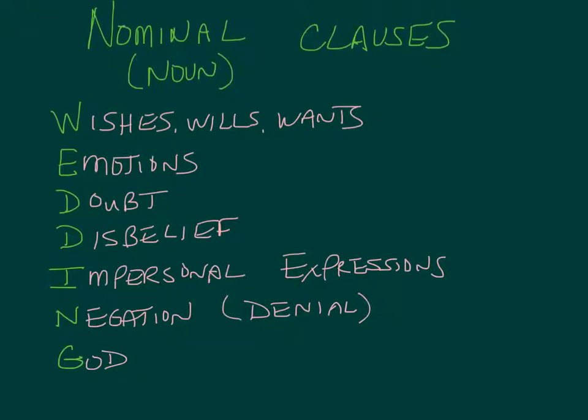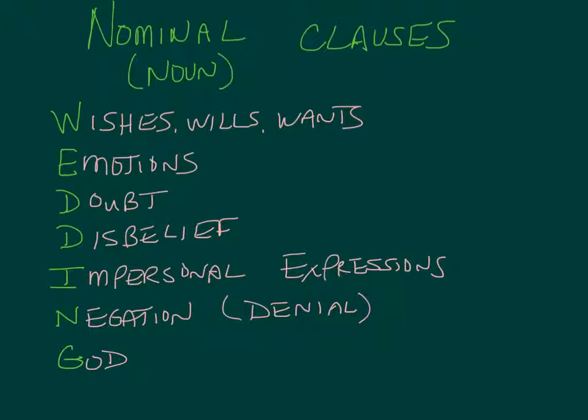Now, we're going to start with the nominal clauses, and there'll be a separate video on a breakdown of all the nominal clauses. But nominal clauses are verbs that follow the acronym WEDDING. W for wishes, wills, and wants, E for emotions, D for doubt, the other D for disbelief, I for impersonal expressions, N for negation, also known as denial, and G for God. And again, there'll be separate videos that break these individual letters down for you so you can see exactly what types of verbs fall into these categories.